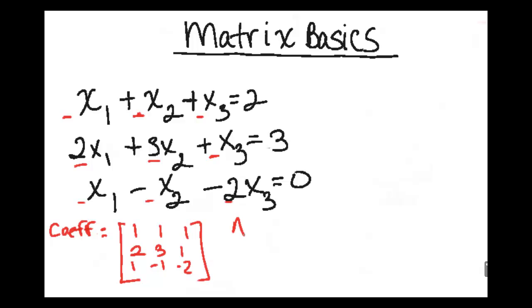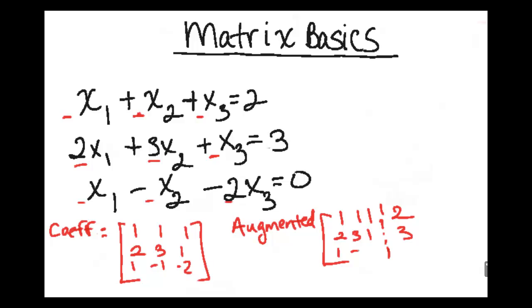You might be asked to find an augmented matrix. An augmented matrix is a coefficient matrix with the solutions tagged on the end. So everything would be the same for this one, except I like to put a dashed line there. And then we would have the solution of 2, and then 2, 3, 1, 3, and then 1, negative 1, negative 2, 0.